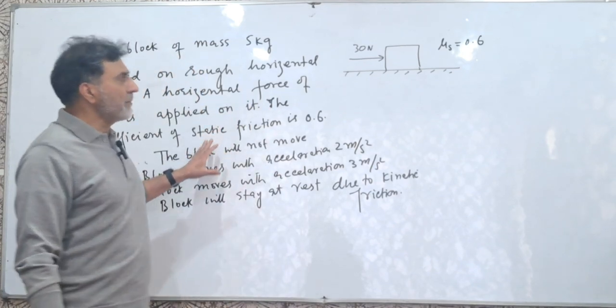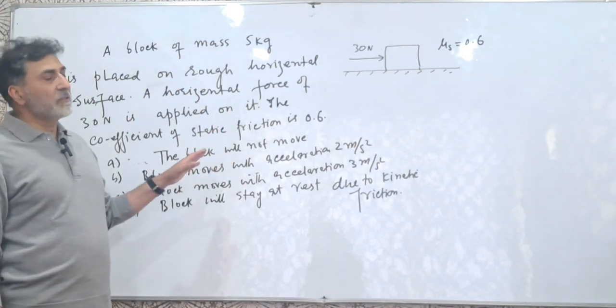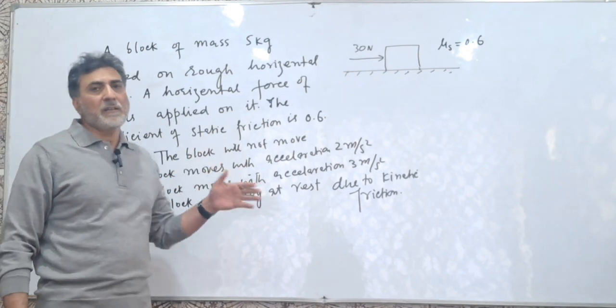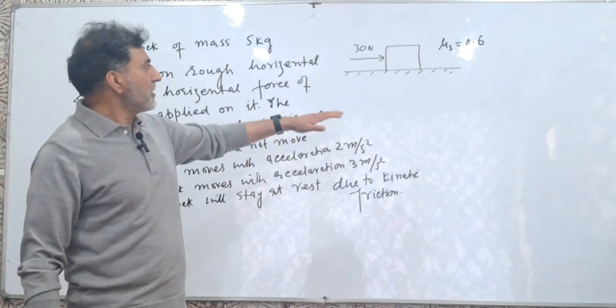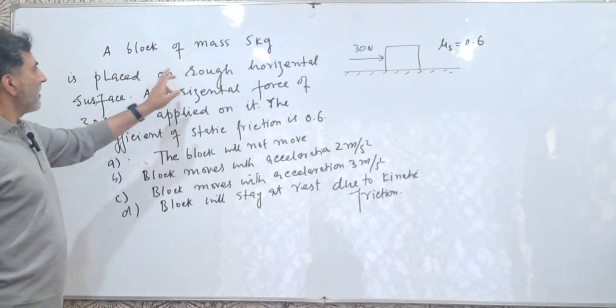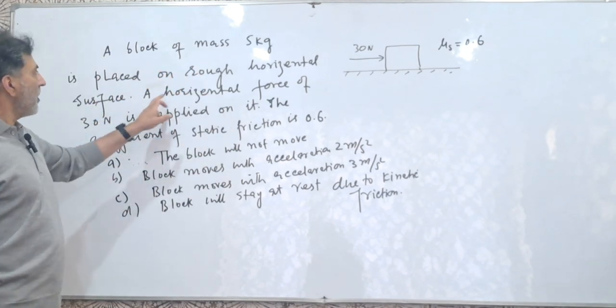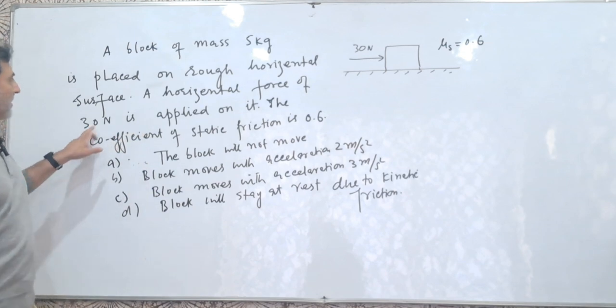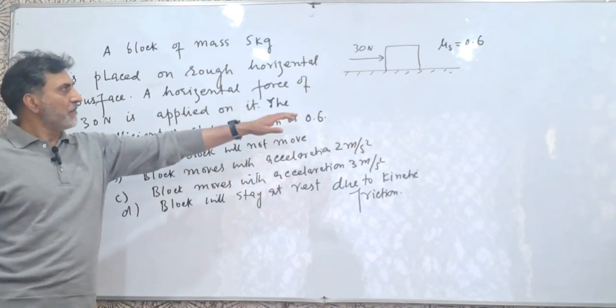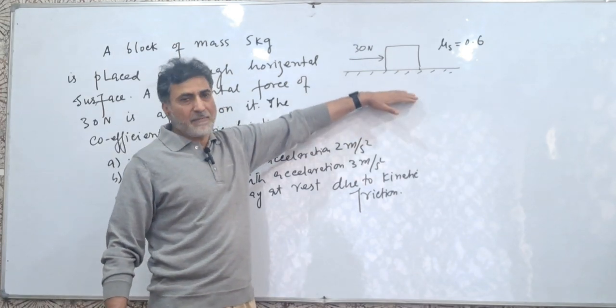So this is a question that can be asked for NEET, not for JEE entrance or engineering. It can be asked in the NEET examination. The question is: a block of mass 5 kg is placed on a rough horizontal surface. A horizontal force of 30 Newton is applied on it. The coefficient of static friction is 0.6 between the block and the surface.